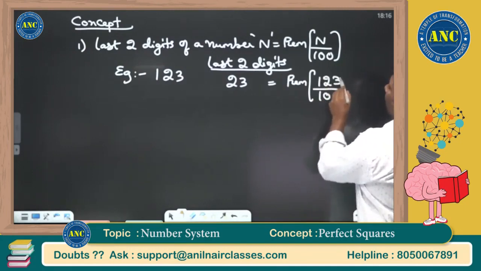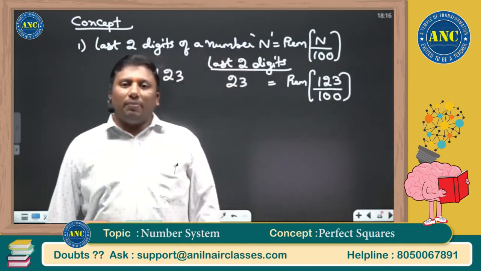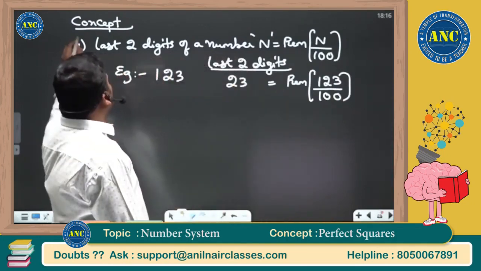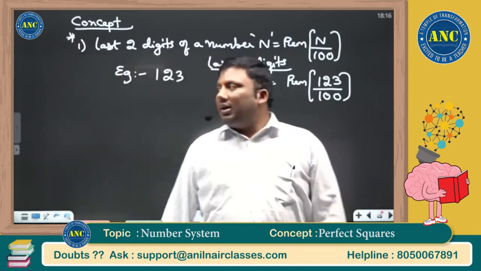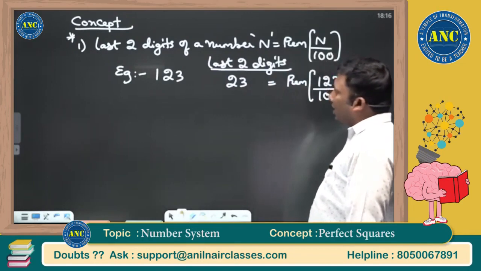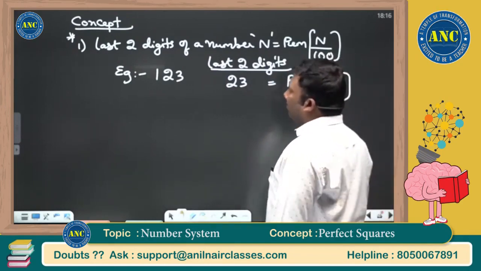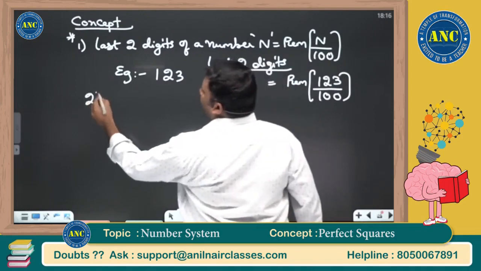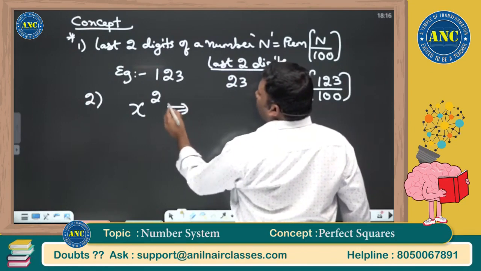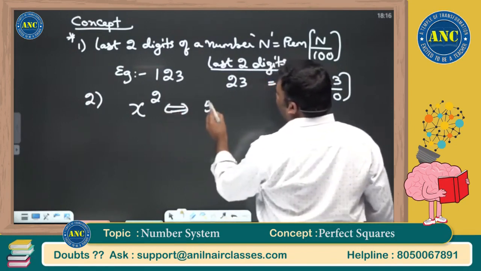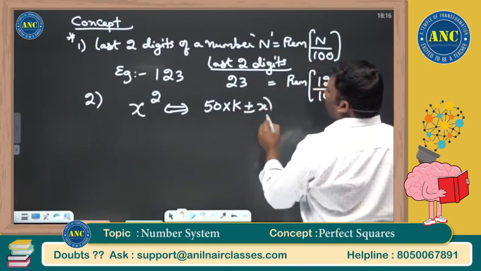When you divide 123 by 100, 100 ones are 100. What is the positive remainder? 23. First make a note of it. Last two digits of any number is the remainder when you divide the number by 100. Second one: take any number, square that number. 40 into k plus or minus, whole square.